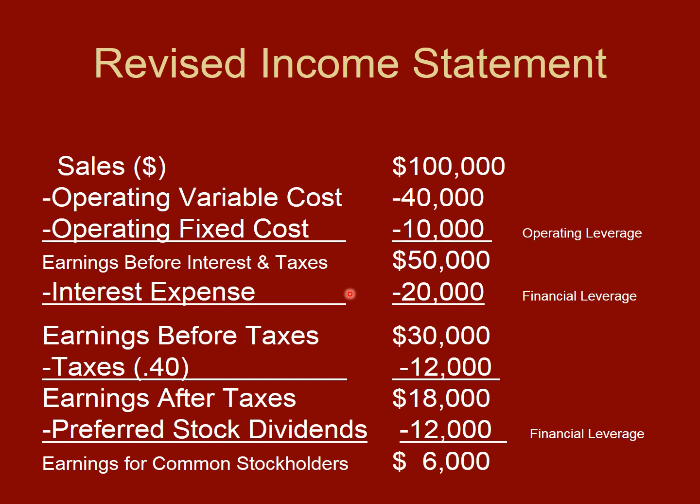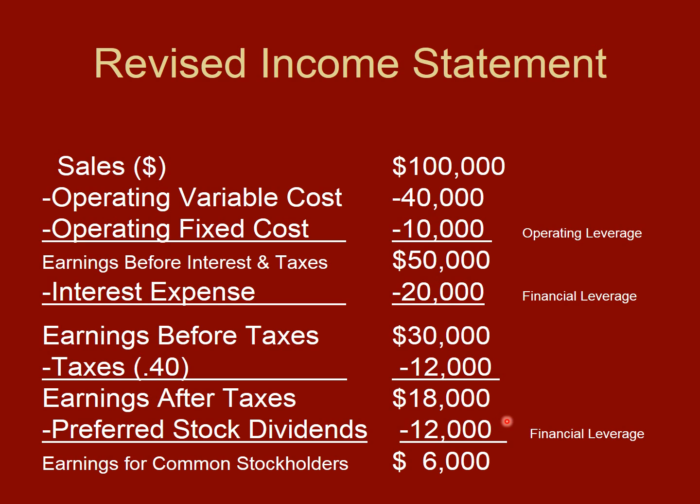And interest expense is fixed. It's a fixed amount, and it impacts our financial leverage, which is why I have that out to the side. So we subtract that, and then we get our earnings before taxes. And if we assume that our tax rate is 40%, we just multiply this by 40% to get our taxes, which in this case is $12,000, which by the way is a variable expense, right? The more earnings before taxes you have, the more taxes you'll pay. So you can think of it in a sense as a variable expense. And that leaves you earnings after taxes of $18,000.